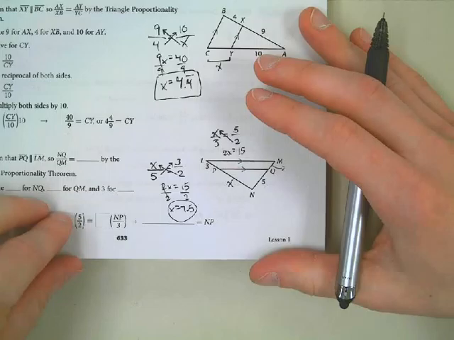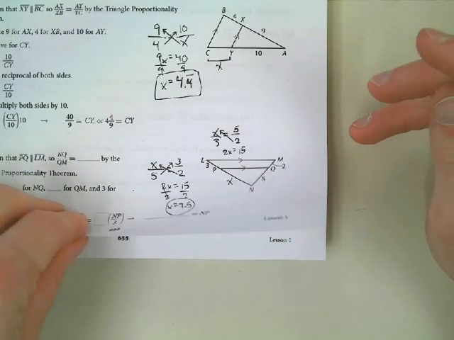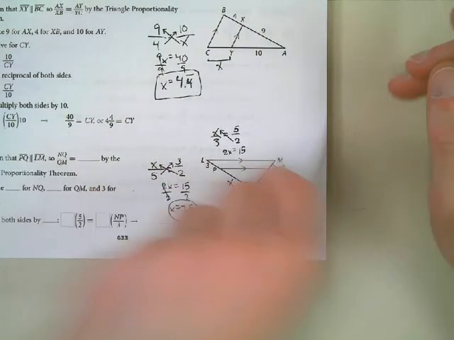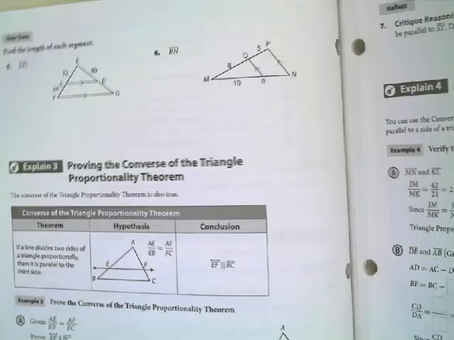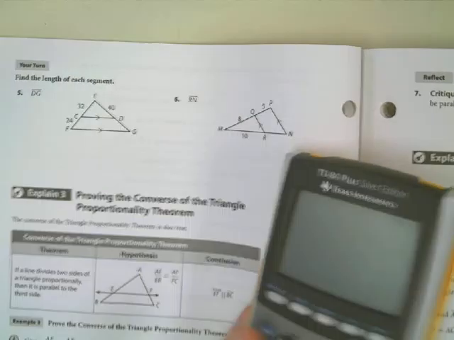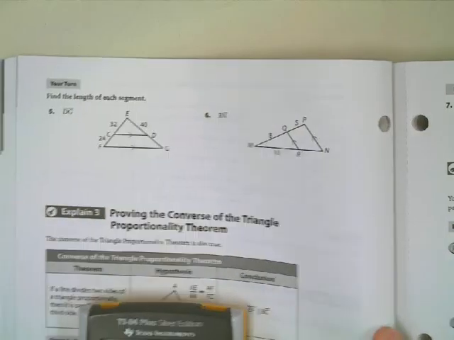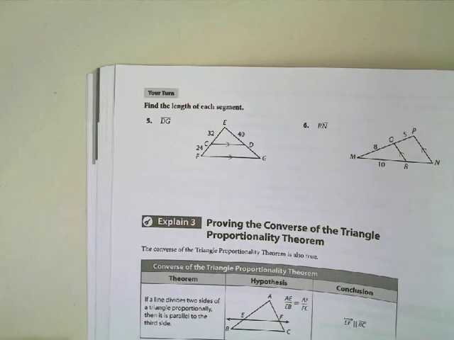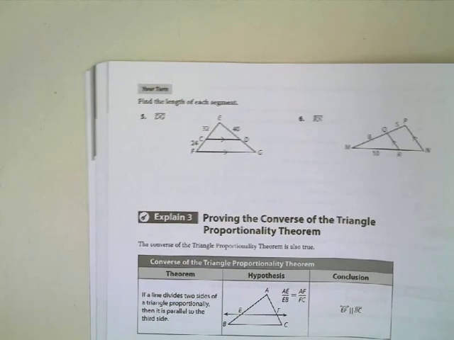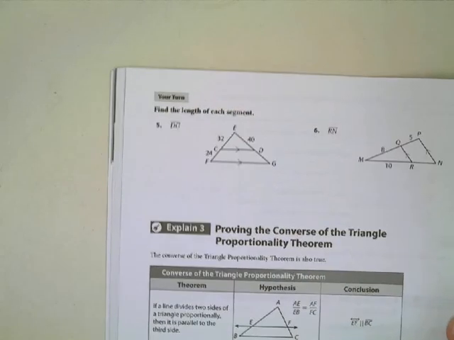All right, let's try another one here. We'll do one more together, and then I'll have you guys try one here on your own. All right, so let's try number 5 together, and then I'll have you guys try number 6. Okay. So number 5, we want to find the length of DG. So there's DG. We'll put a little X there because we don't know it. We want to find that.